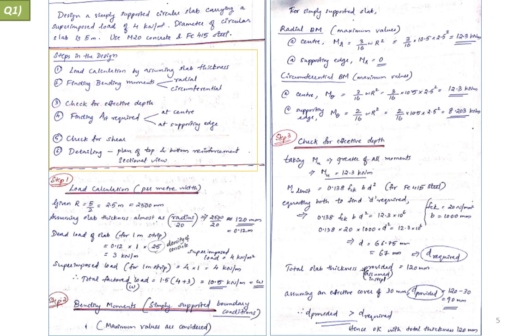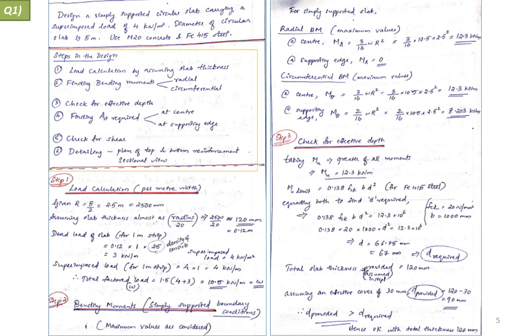Effective depth is related to the slab thickness. We will be checking whether the slab thickness that we have assumed is enough. If it is okay, we will find the area of steel required at the center and supporting edges. We will check for shear, and finally the detailing, where we have to draw the reinforcement details. Now we shall move on to our first step. This load calculation is done per meter width. So what is the radius?